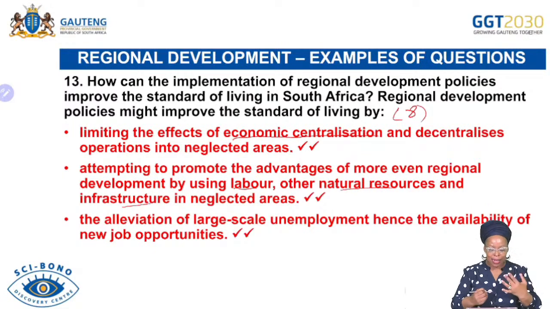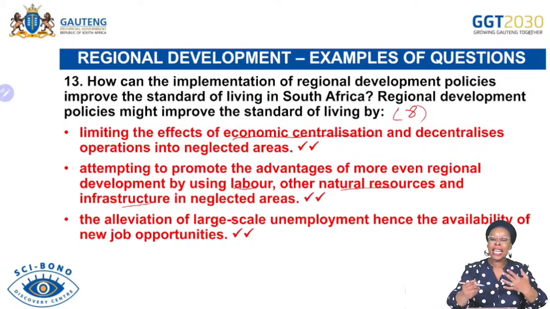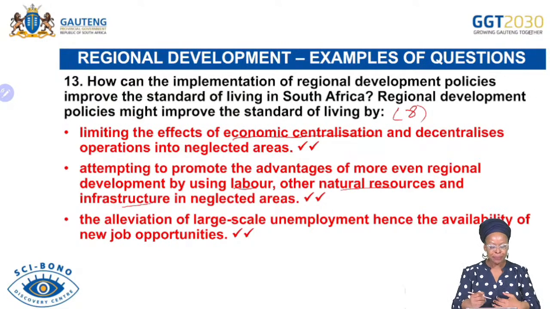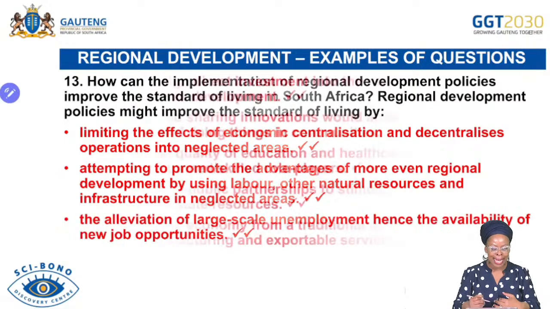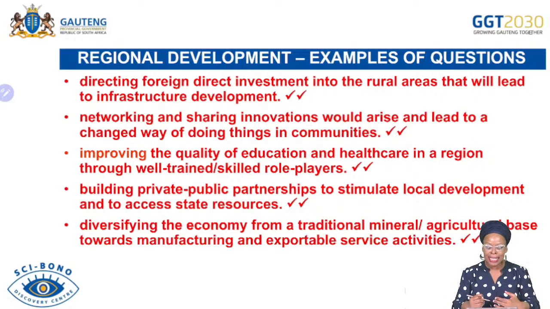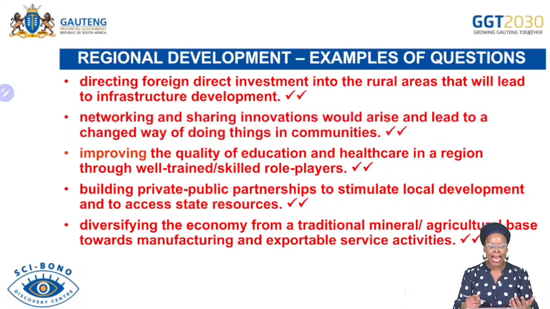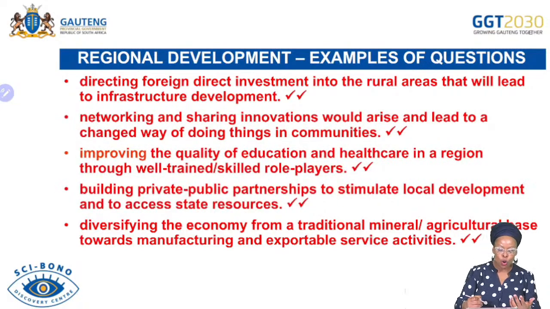It also alleviates large-scale unemployment. In simple terms, it creates more jobs. Okay, for 4 points, which can take us to 8 marks. It also directs foreign direct investment into the rural areas that will lead to infrastructure development. The same infrastructure will be used by the locals.